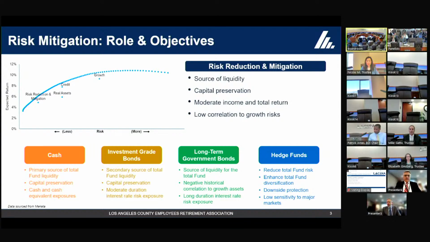The 4th component is hedge funds. You might be asking yourself, why are hedge funds in a category called risk mitigation? Aren't hedge funds risky? Well, some are and some aren't. The term hedge funds is very broad, and it encompasses diverse strategies that invest across all asset classes. Chad will have more to say on this point, but for now, I'll say that LACERA's implementation of hedge funds is designed to reduce the total fund's risk by focusing on strategies that have low to moderate volatility, have essentially zero correlation to stocks and bonds, and perform well when stocks decline.